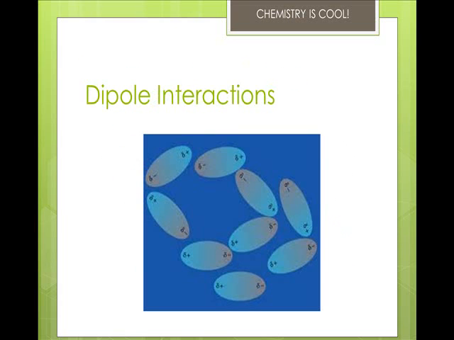Dipole interactions occur when polar molecules are attracted to each other. It is caused by the partial positive charge on one molecule being attracted to the partial negative charge on another. So this is kind of like magnetism, a north and a south pole. Opposites can attract, but not completely hooked together like they are in ionic solids.